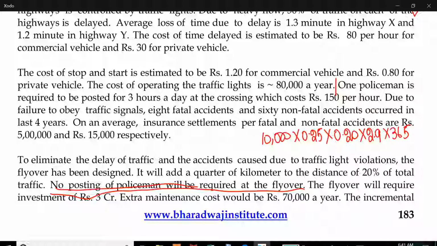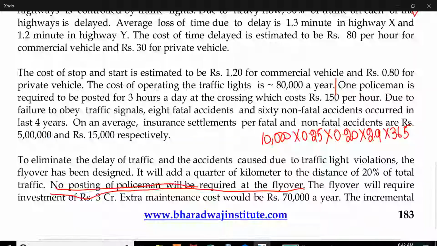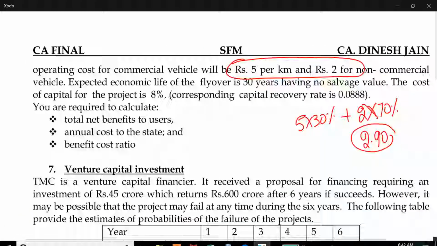Clear? I'll come to the 3 crore cost in some time. This is a saving for the state. State is the municipal corporation. They also incur some extra expense. What did they mention?